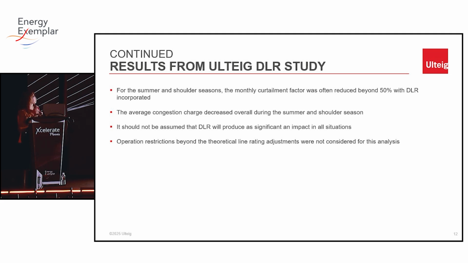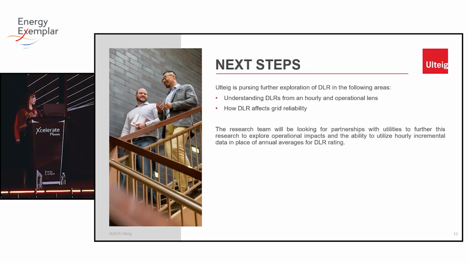During the summer and shoulder seasons as well, we saw the average congestion charge decreased overall. And I would like to emphasize that it shouldn't be assumed that DLRs will produce as significant an impact in all cases and simulations. This was just our first simulation analysis here. And additionally, operation restrictions beyond the theoretical line rating adjustments were not considered for this analysis. But that does point out something that we could consider for our steps in the future.